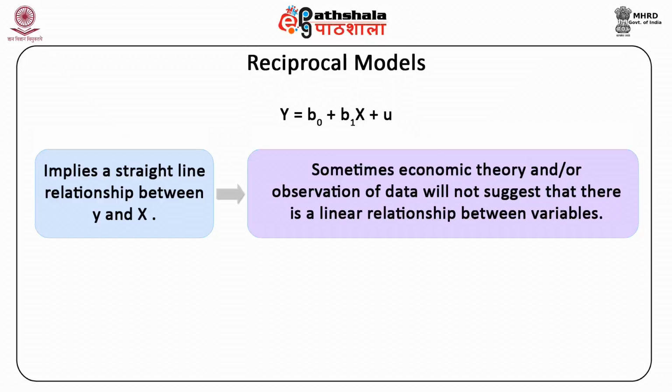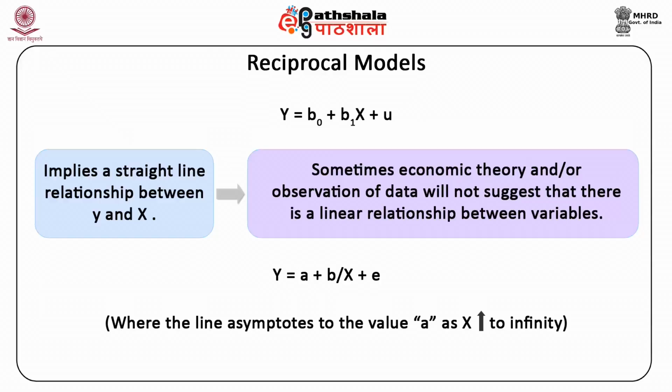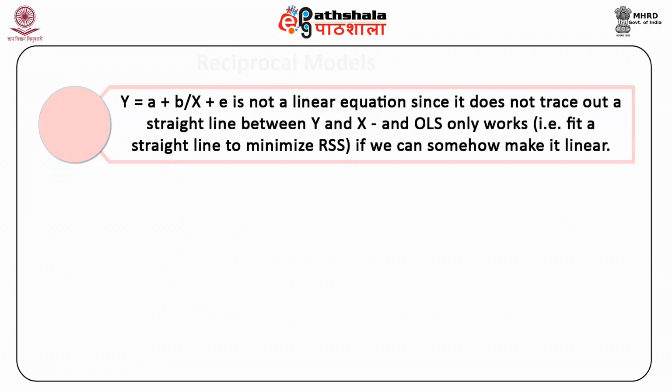One way to model a non-linear relationship is the equation y = a + b/x + e, where the line asymptotes to the value a as x increases to infinity. However, y = a + b/x + e is not a linear equation, since it does not trace out a straight line between y and x. And OLS only works, which means it fits a straight line to minimize RSS or residual sum of squares, if we can somehow make it linear.